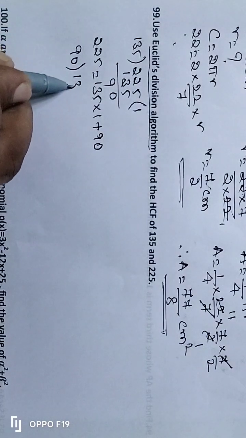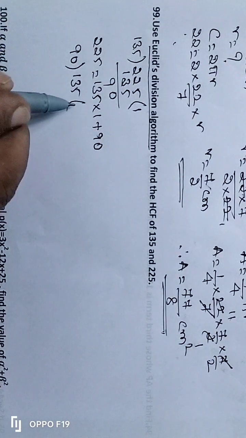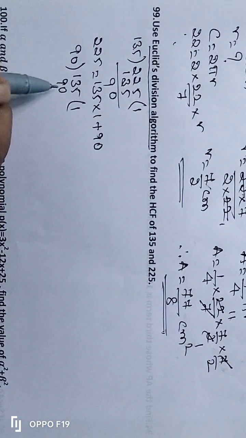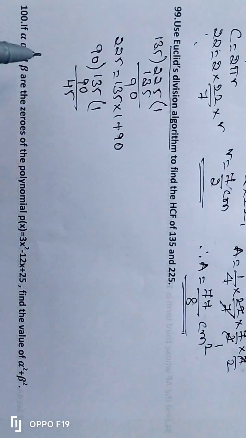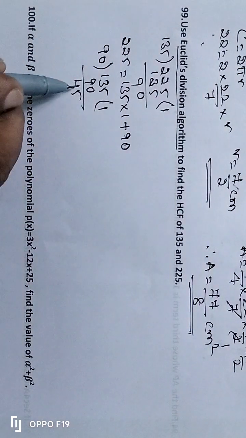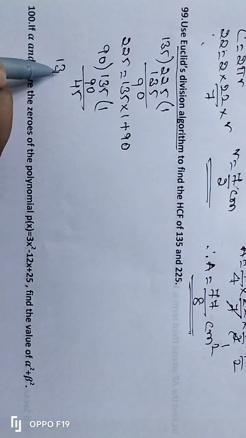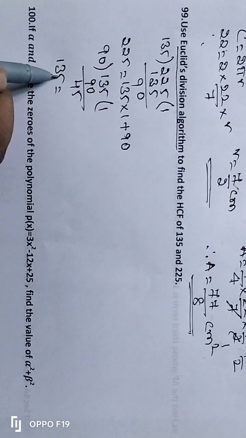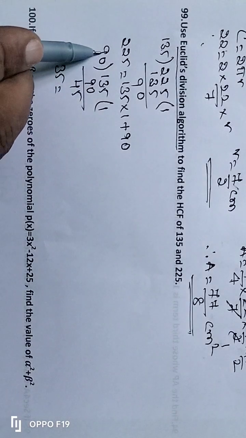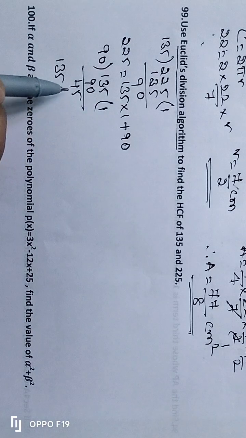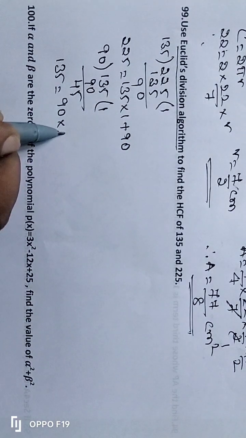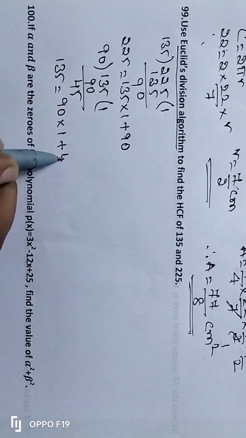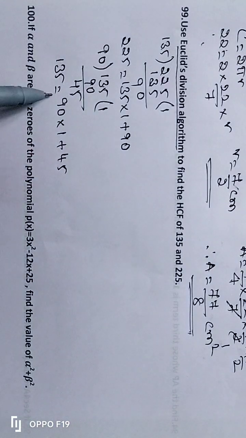Now take this remainder and 135. So 135 should be divided by the remainder. 90 ones are 90. 5 minus 0 is 5. 13 minus 9 is 4. So now this can be written as 135 is equal to, this is the dividend, divisor into quotient plus remainder. So divisor is 90 into quotient 1 plus remainder 45.